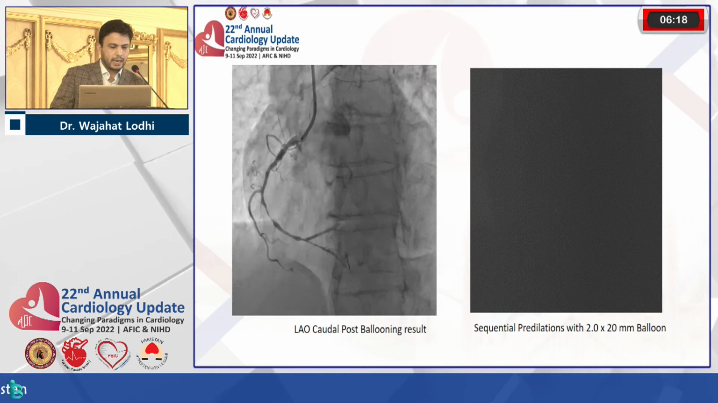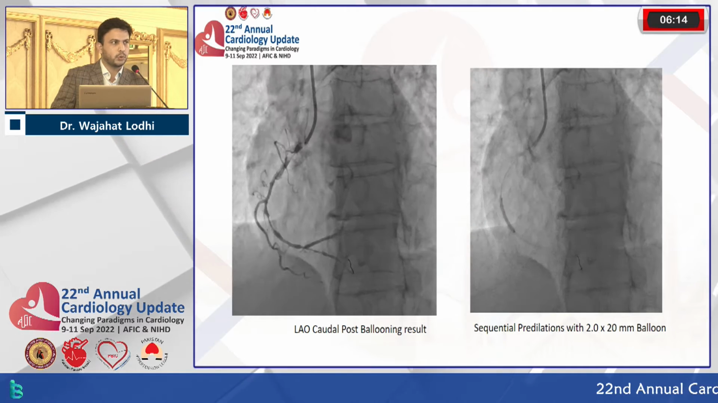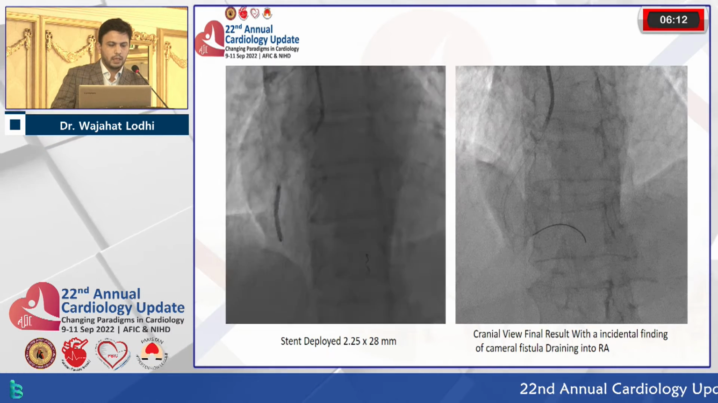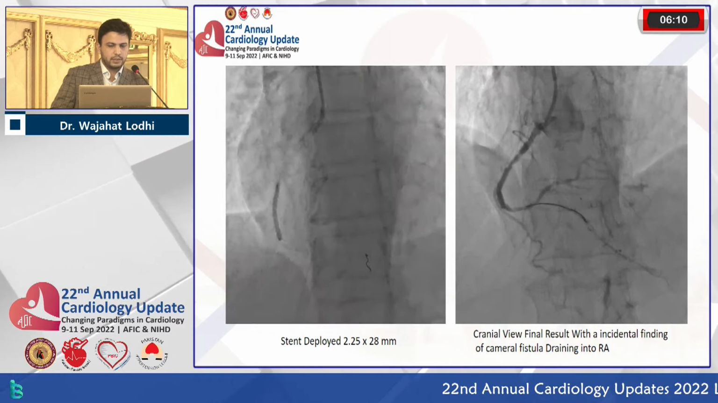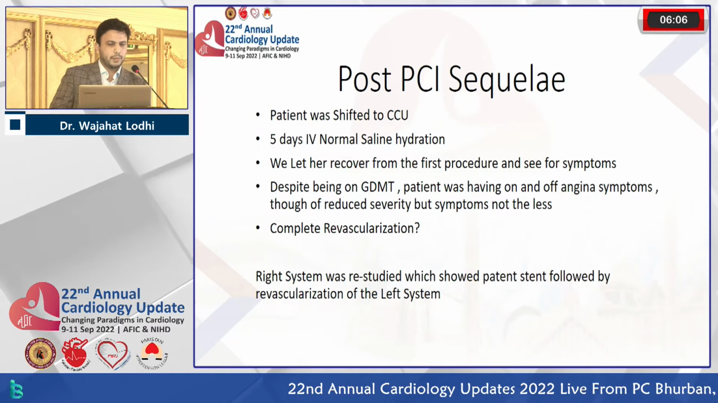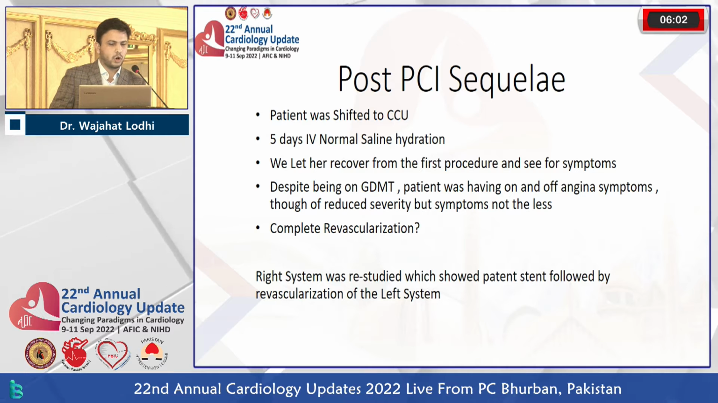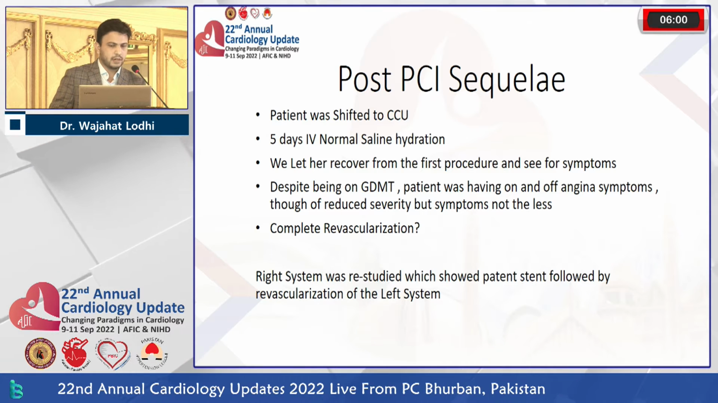And then we gave the result post-ballooning, and then sequential pre-dilations with a 2 by 20 millimeter balloon were done. We deployed the stent, and the result is there. We were happy with this result, so we just stopped here. The patient was then shifted back to the CCU with 5 days of IV normal saline hydration. We let her recover.